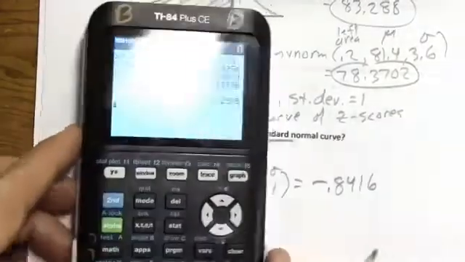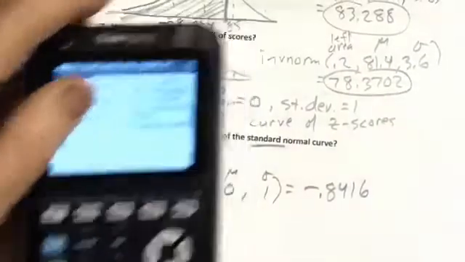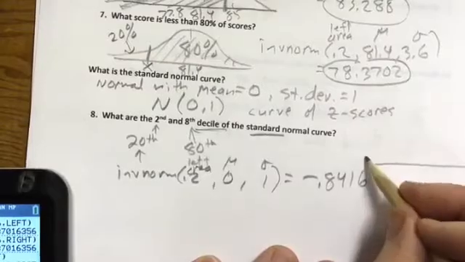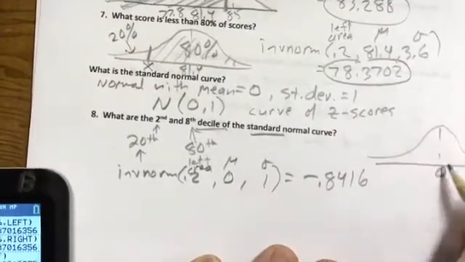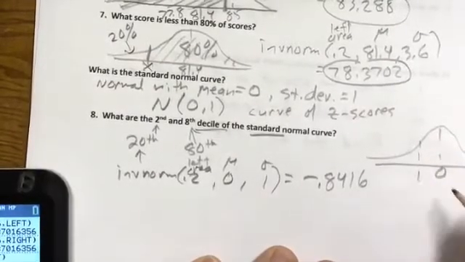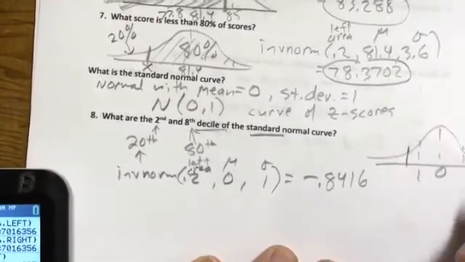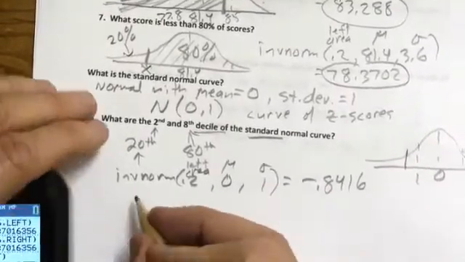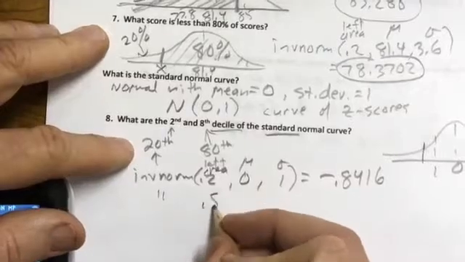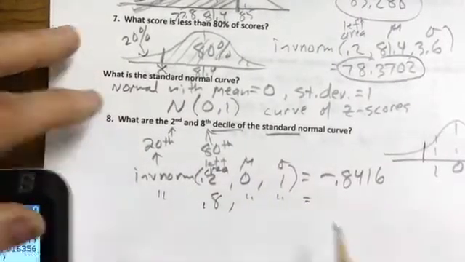And the 80th percentile, guess what it's going to be? Now, you know this thing's going to be perfectly symmetrical, by the way. Mean of 0, standard deviation of 1. So this thing's like down here. Well, if you go to the 80th percentile, it's going to be up here. So we'll do inverse norm of 0.8, mean of 0, standard deviation of 1.